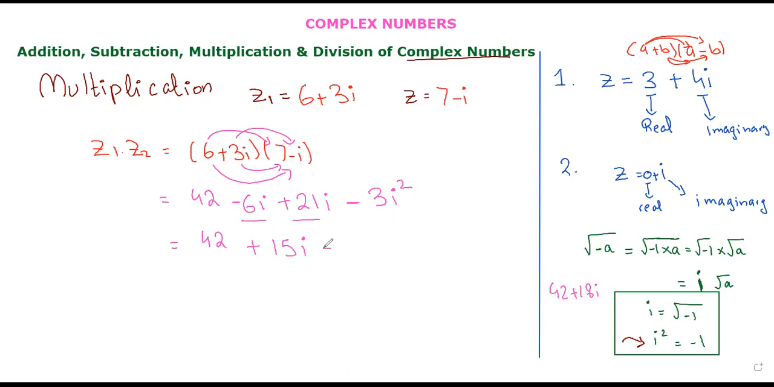Yes. And then minus 3 iota square. What is iota square? It is minus 1. So negative 1. And finally, we have 42. Minus into minus becomes plus 3 plus 15i. So this is 45 plus 15i. This is the answer, right? Yes. Okay, so do you want to practice another question? Okay, now you have to do this again, okay?